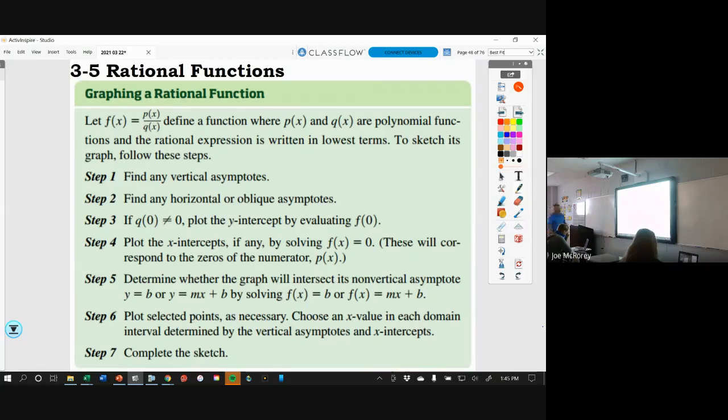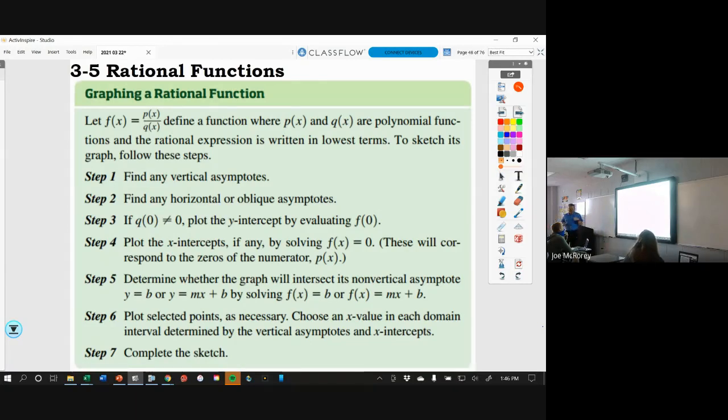Step number 3, if Q of 0 is not 0, meaning we don't have a vertical asymptote at 0, then we want to find the y-intercept by plugging 0 into the function. That'll get us the y-intercept. Step 4, plot the x-intercepts by setting the numerator to 0. Anywhere the numerator is 0, that is going to be an x-intercept.